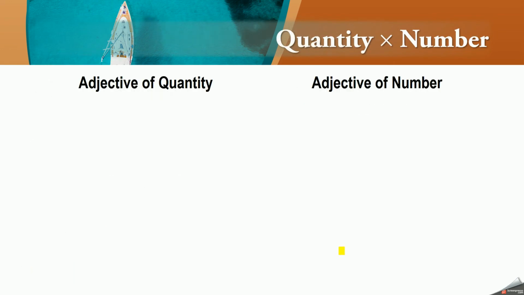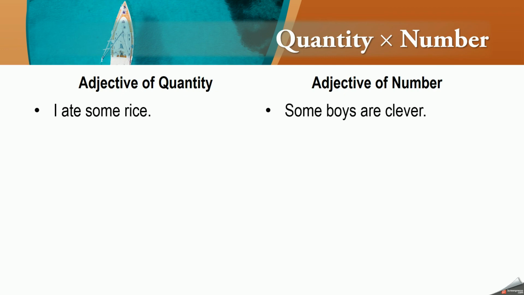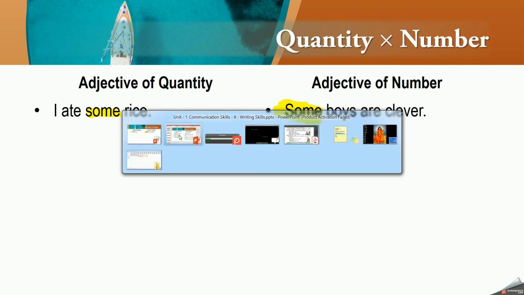Now what are the differences between adjective of quantity and adjective of number? Like I ate some rice, some boys are clever. The same word, the same adjective, can be used as an adjective of quantity and also as an adjective of number. You can make out whether these two are different by looking at the noun which they describe.